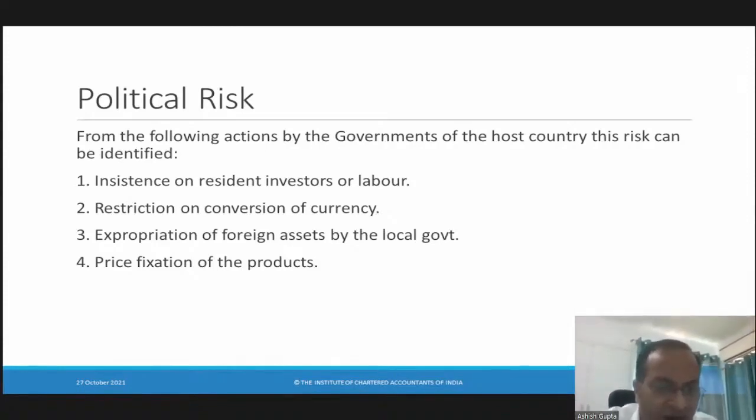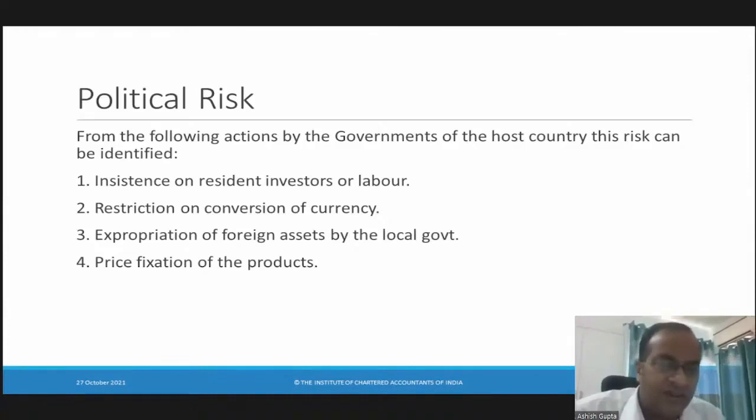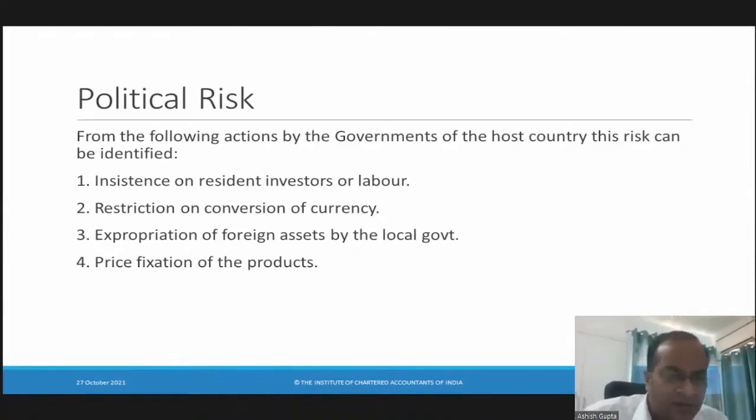Restriction on conversion of currency: you place the restriction on yourself. You convert only a very limited amount so that you do not invite the government's attention. Expropriation of the foreign assets by the local government.